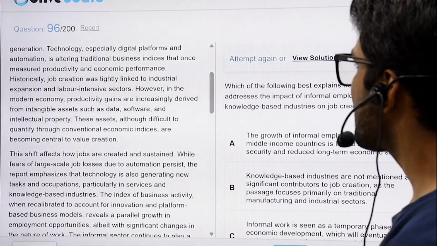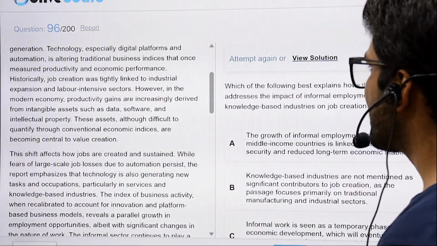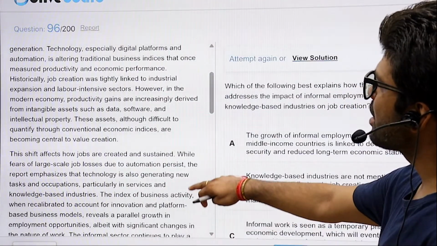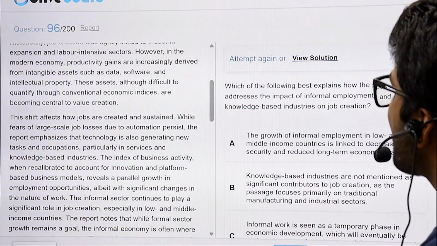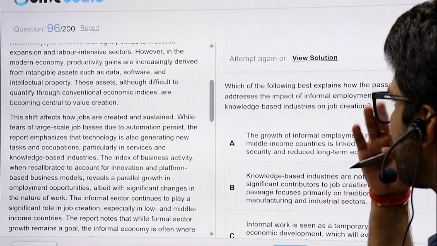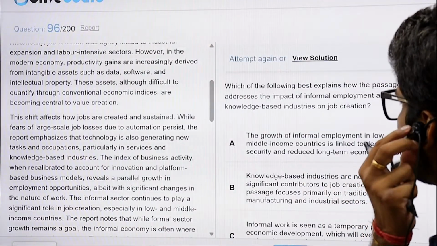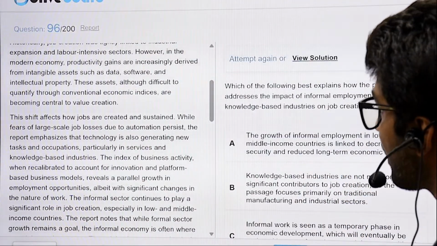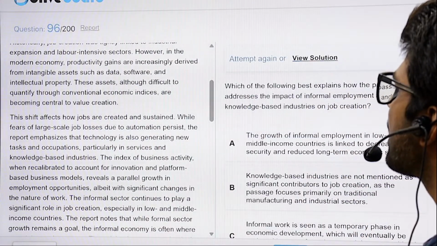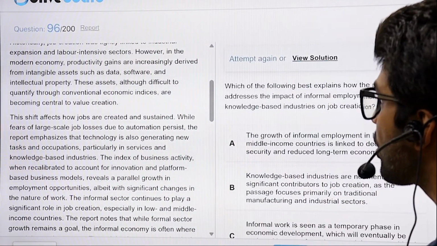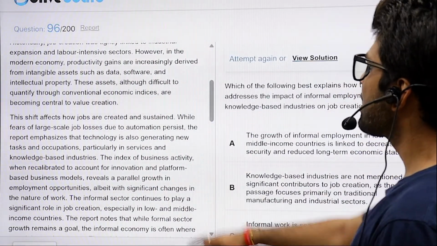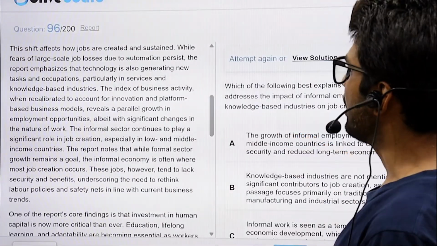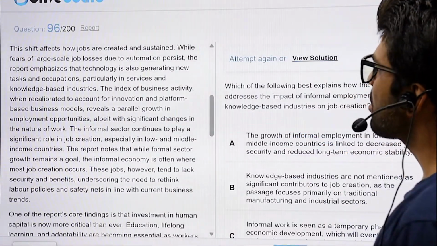economic performance. Historically, job creation was linked to industrial expansion, labor intensive sectors. However, in the modern economy, productivity gains are increasingly derived from intangible assets like data, software, intellectual property. These assets, although difficult to quantify through conventional economic indexes, are becoming central to value creation.